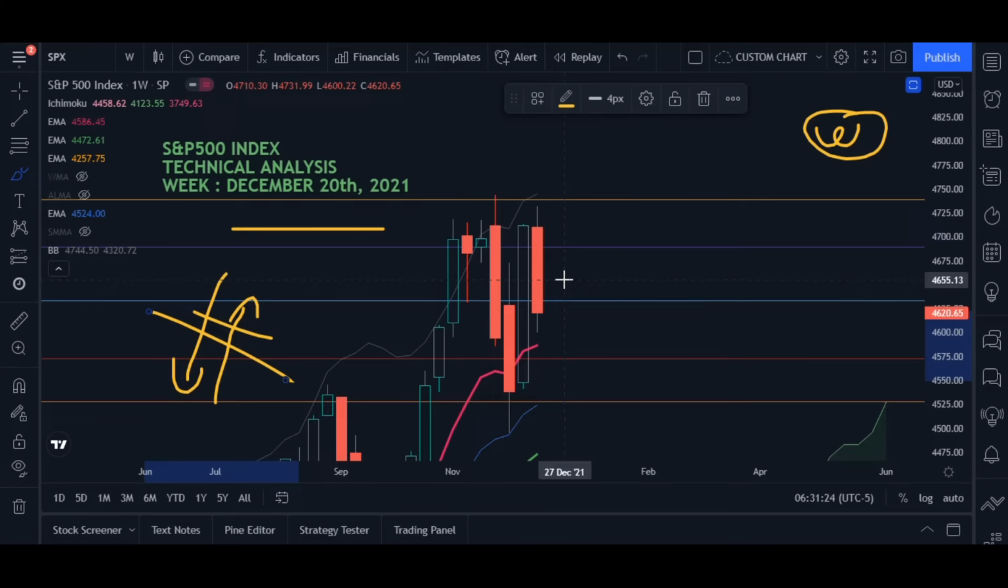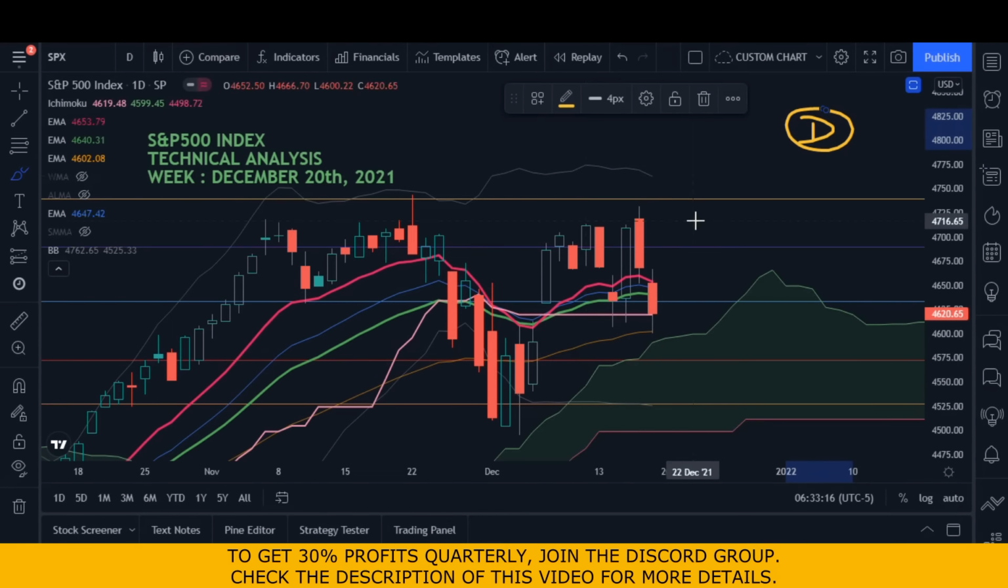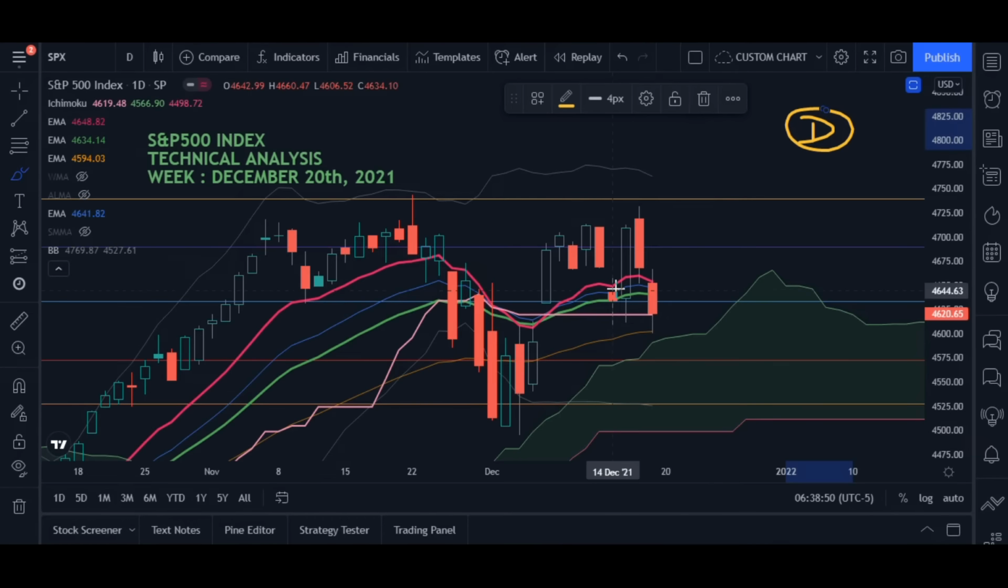So we'll do this technical analysis on the daily chart. Let's move on to the daily chart. Okay, guys, so we are here on the daily chart. Daily chart means one candle represents one day. So here we are back on the technical analysis. Now this is the daily chart, one candle represents one day.